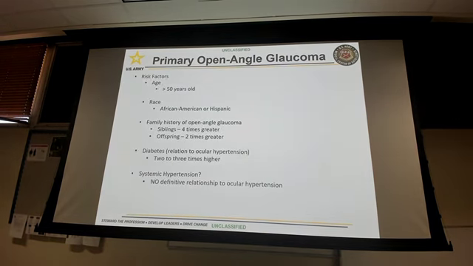All right, for risk factors. Over the age of 50, African Americans and Hispanics tend to be at a higher risk for developing POAG. Family history, stronger if your siblings are diagnosed with glaucoma. Diabetes is also related or puts you at a higher risk. So I know we think of high pressure, probably hypertension is also a risk factor for it, but there is no definitive relationship between ocular hypertension and systemic hypertension.